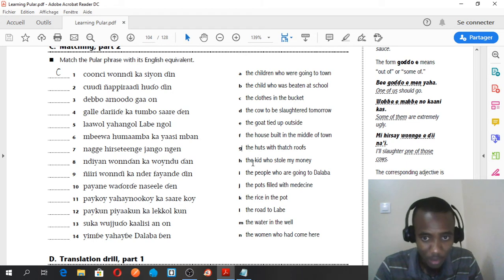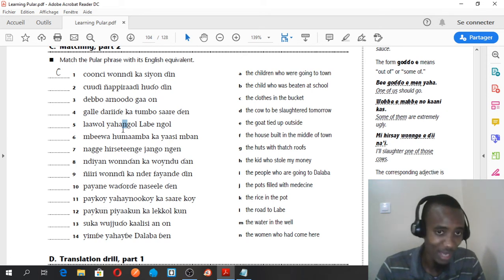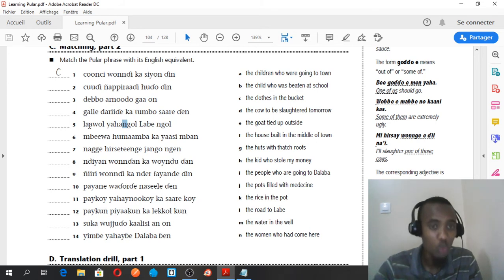Okay, that will be for the different G. Two G. Debo Arnodo Gao will be what? The woman who had come here. Okay, and so on and so forth. Galle daride katumbo sare deng. Lawul yahangol. Oh, there's a mistake here. It's lawul yahangol labengol. Yahai. Not yahang, because yahang does not make any sense. Yahayingol: the road that goes to Labe.